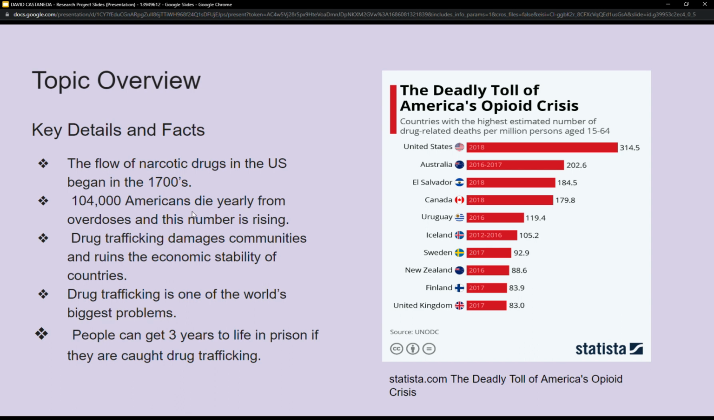This is a topic overview. That's a picture just showing the deaths per million aged by ages 15 through 64. That's just a chart. And some of my key details and facts are the flow of narcotic drugs in the US began in the 1700s. 104,000 Americans die yearly from overdoses. Drug trafficking damages communities and ruins economic stability. Drug trafficking is one of our biggest problems in the world, and people can get 3 years to life in prison if they're caught drug trafficking. It just depends on the drug.